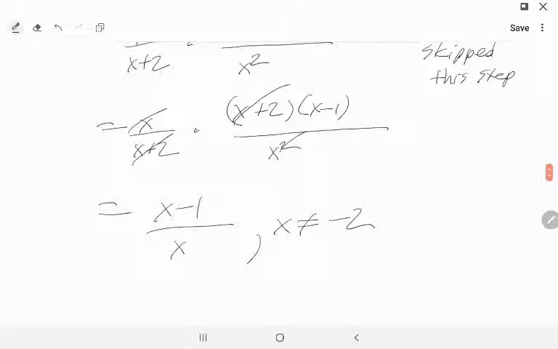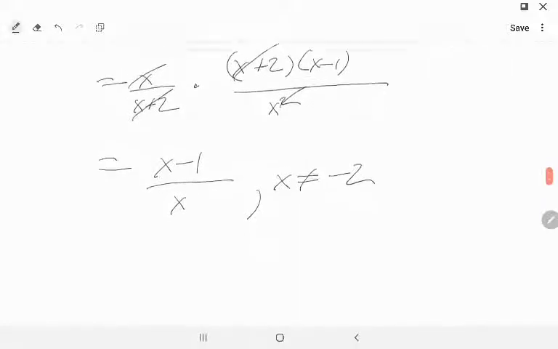So I'm generally going to include that restriction. As I said, I'm not likely to take points off for it unless it's stated explicitly as part of the question.